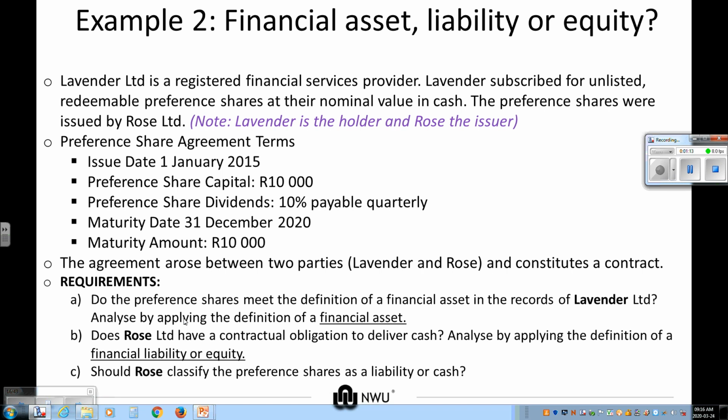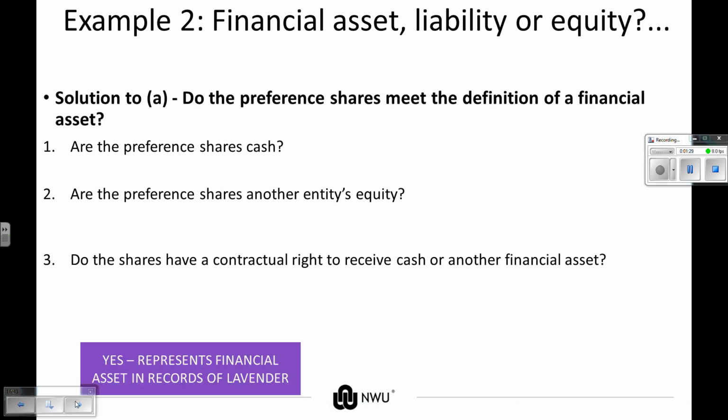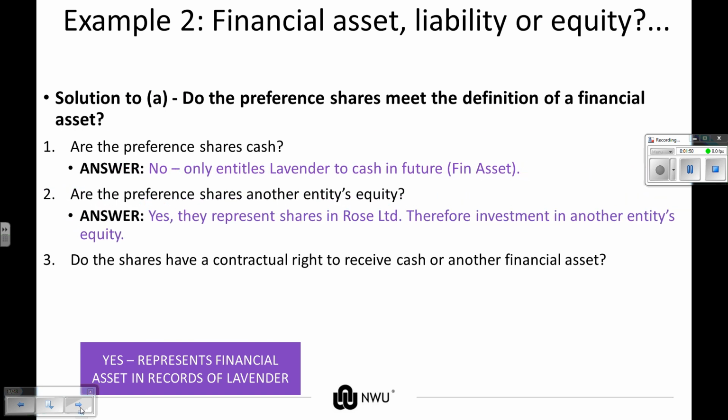So the first requirement is, do the preference shares meet the definition of a financial asset in the records of Lavender Limited, analyzed by applying the definition of a financial asset. So if we look at the solution, we have our definition of a financial asset here. So first of all, will it be cash? No, it only entitles Lavender to cash in the future. So it is not physical cash that they've received as yet.